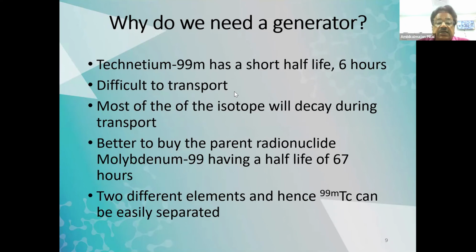So technetium has a short half-life of 6 hours, so it is difficult to transport, and most of the isotope will decay during the transport. So it is always better to buy the parent. The parent is actually molybdenum 99. This has got a half-life of 67 hours. And molybdenum and technetium are two different elements, so we can separate it very nicely by using a chemical method. That is why we prefer to buy the generator and not the technetium 99.